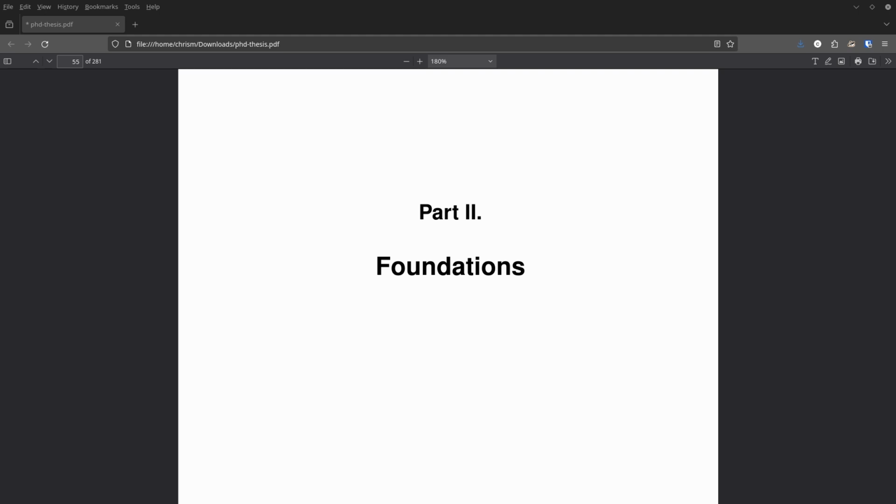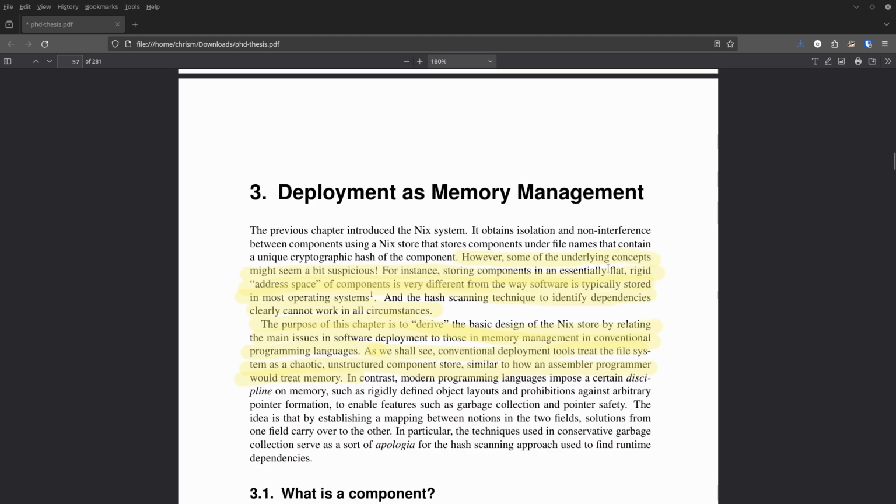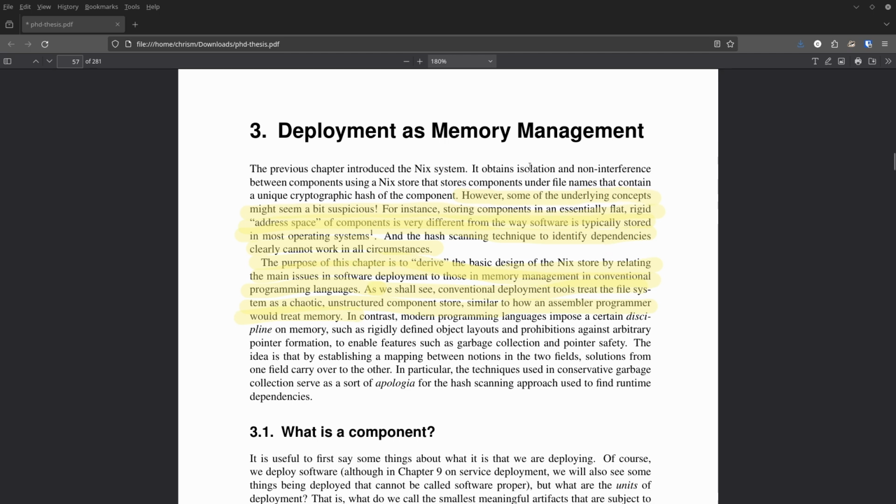Purely Functional Software Model. We finished part 1 of his thesis, so I'm going to start off in part 2, called Foundations. I'm going to cover the first 2 parts of the 3rd chapter, which are 3.1 and 3.2.